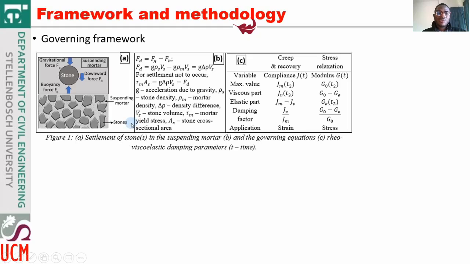The governing phenomenon for the framework is that we idealize a simple stone with gravitational force acting on it and some buoyancy force, and then the downward force governing the settlement is given by these. And then we have stones of different shapes, particles and sizes coming together with frictional force and touching one another. So this is the basic part of the governing framework.